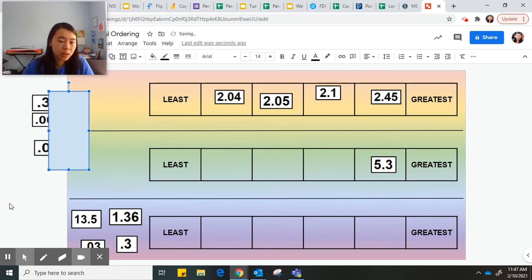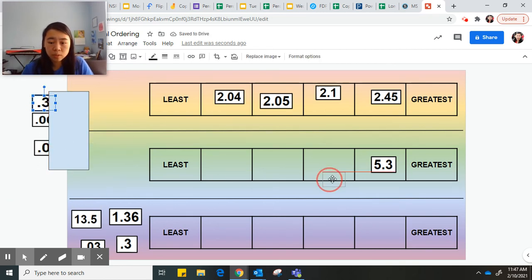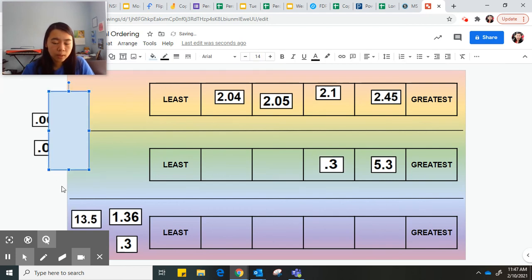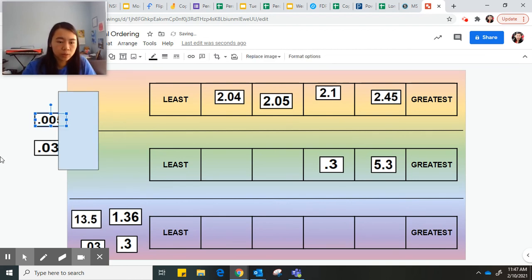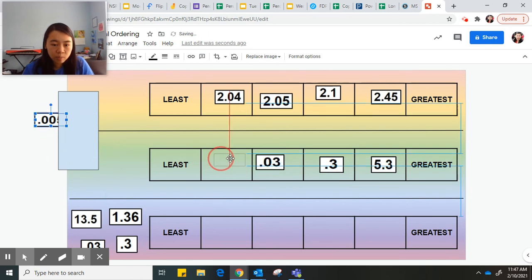Okay, let's reveal one more number. We have a 0, 0, and a 3. So this 0.3 is going to be next. All right, and then we have, oops, a little bit off center. There you go. A 0 and a 3. This 3 comes next. And this 0.005 is our smallest.